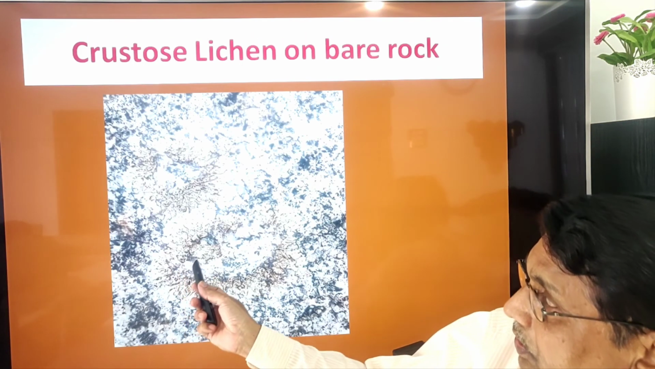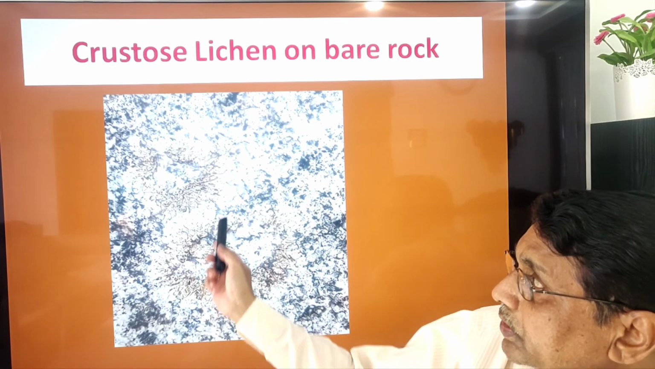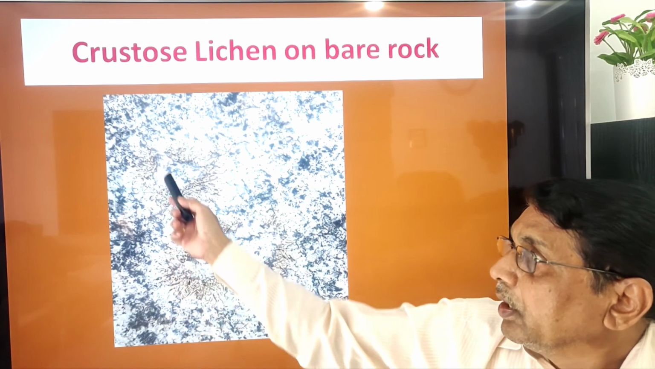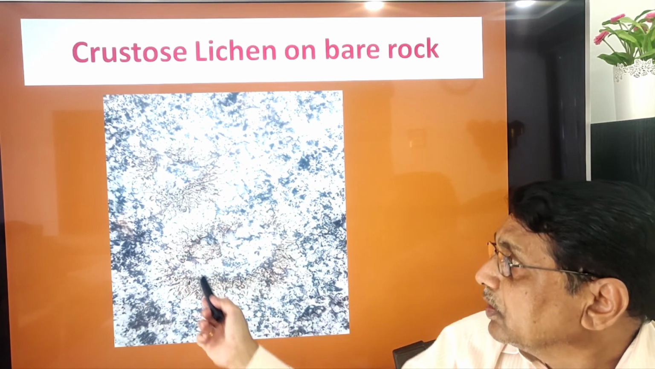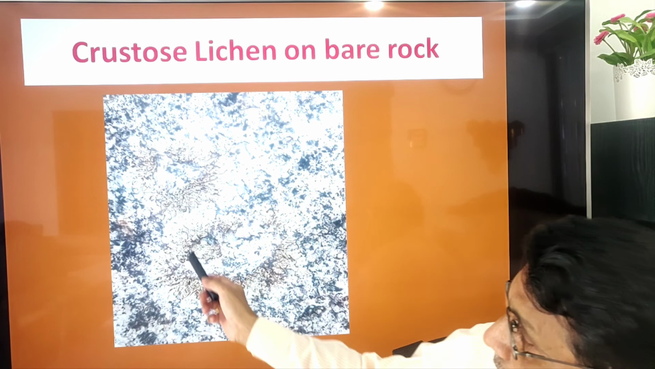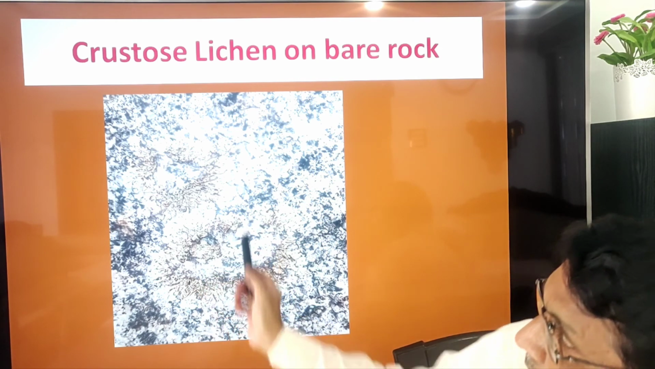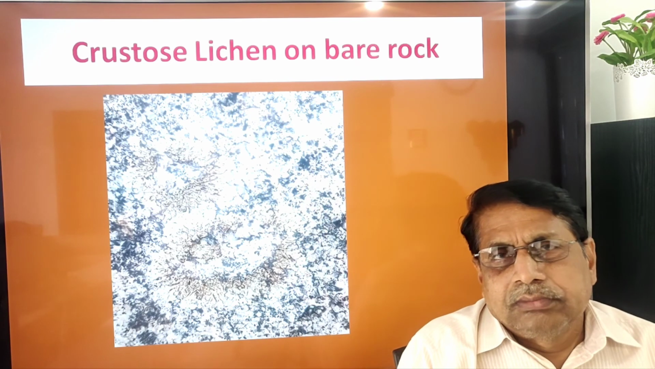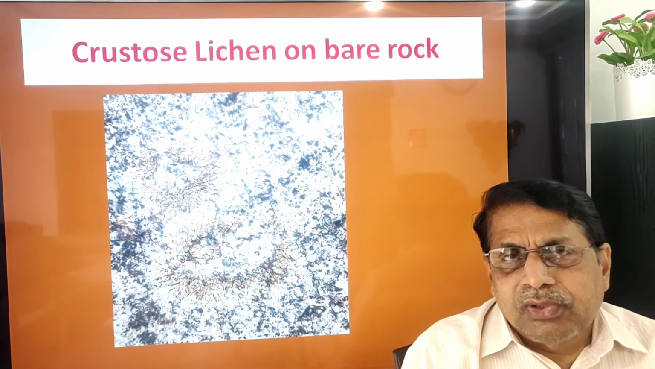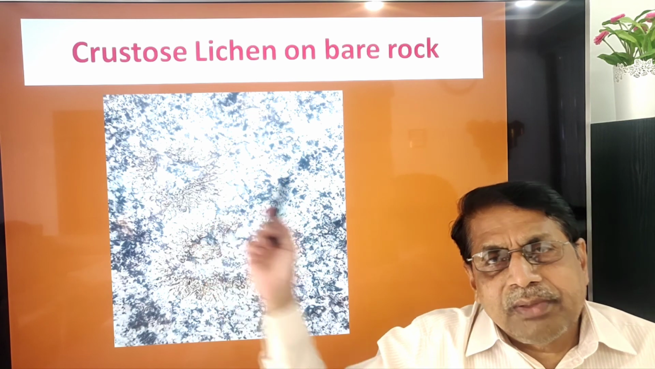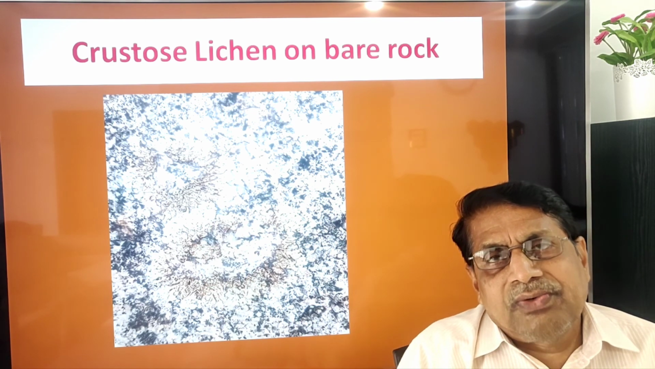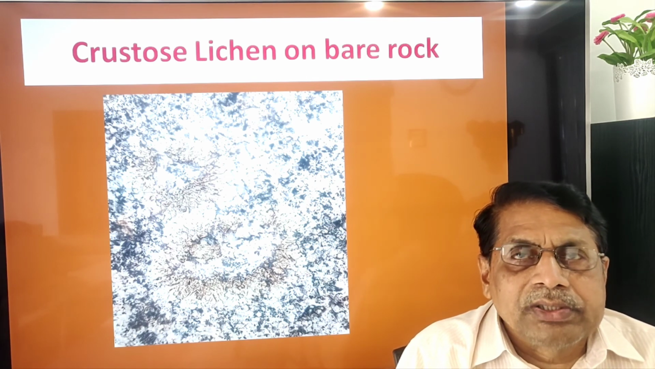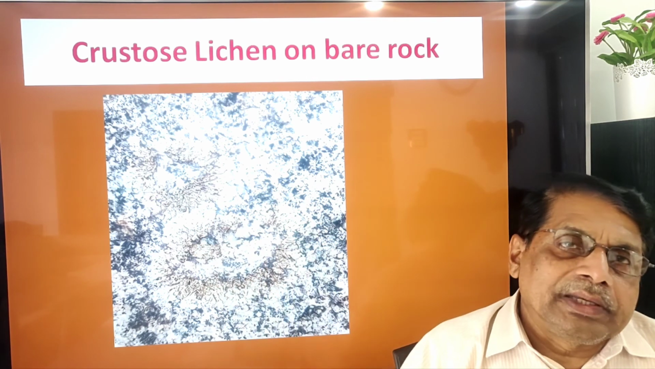This is a lichen growing on rock. I have taken this photograph in a village where there is no pollution. You can see there are two. This is one, this is one. Crustose lichen on bare rock. The fungus absorbs the minerals from the rock. It absorbs the moisture from the atmosphere, whereas the algal member, phycobiont, synthesizes the food materials.